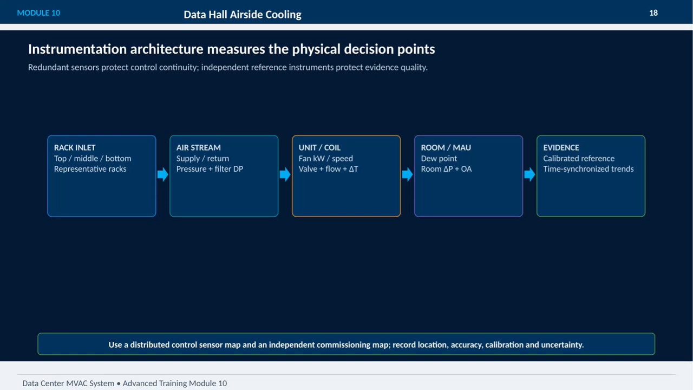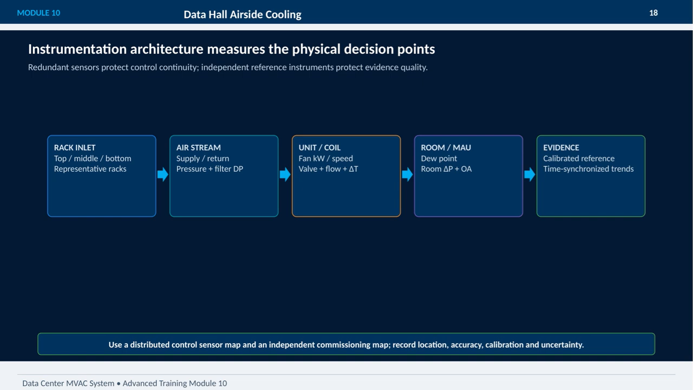Here we see the instrumentation architecture used in Hall Airside Cooling, which is crucial for measuring the physical decision points in the system. Redundant sensors play a key role in protecting control continuity, ensuring that operations can continue smoothly even if one sensor fails. At the same time, independent reference instruments safeguard the quality of evidence, which is vital for trustworthy data analysis. The sensors are strategically placed across several key areas.